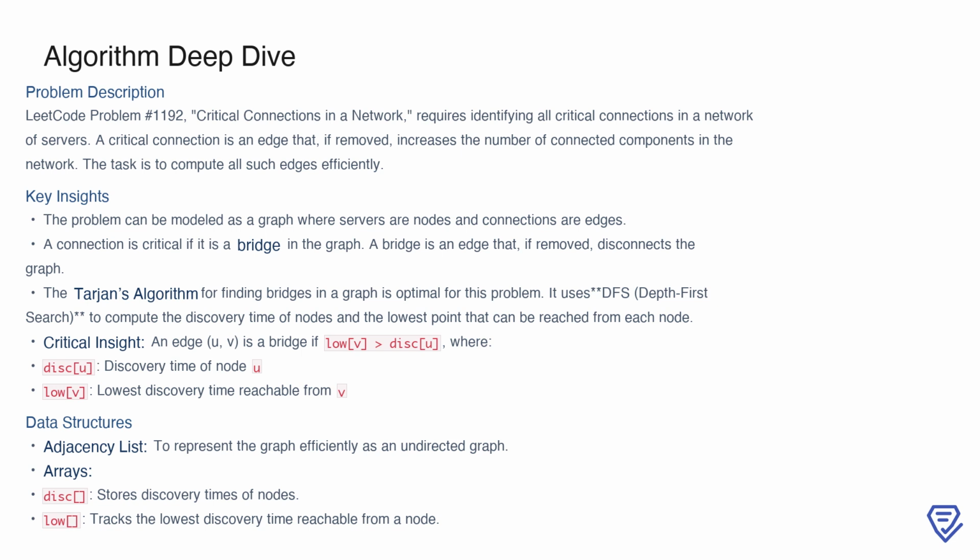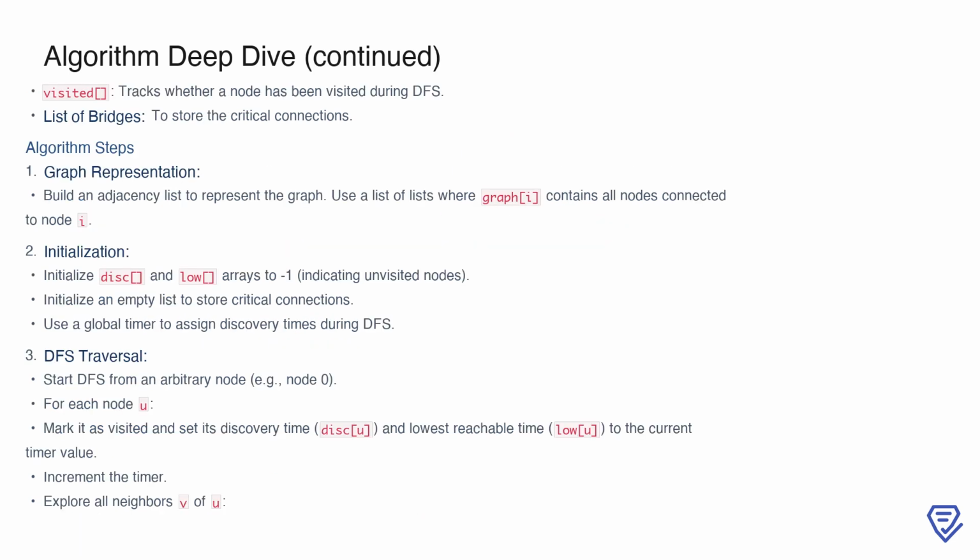To implement this approach, we'll rely on an adjacency list for representing the graph and maintain arrays for discovery times and lowest points, ensuring our solution is both time and space efficient. To implement the algorithm, we first use an adjacency list to represent the graph. This allows us to efficiently store all nodes and their neighbors, so that for any node i, graph[i] contains the list of nodes connected to it.